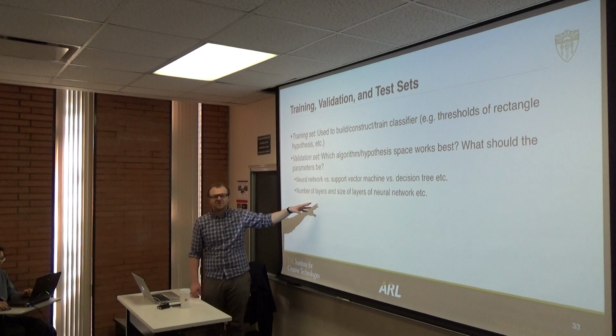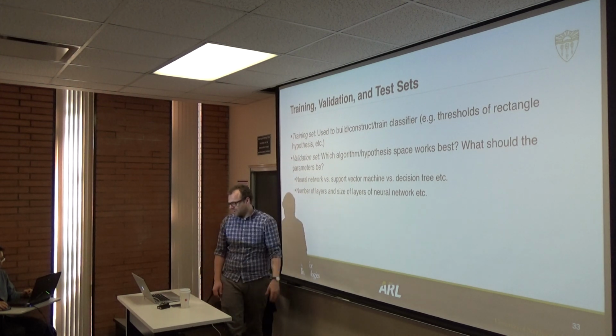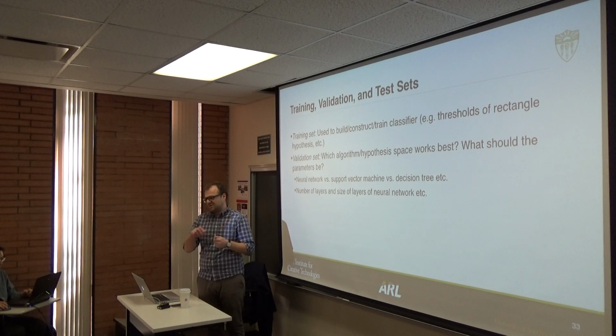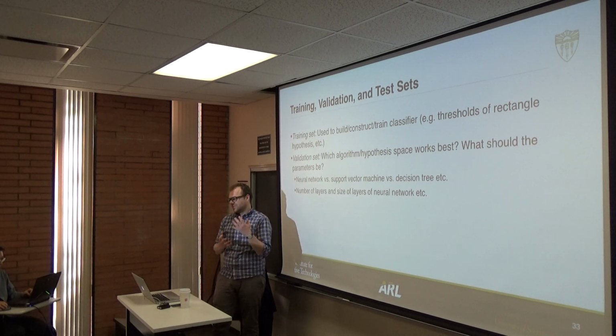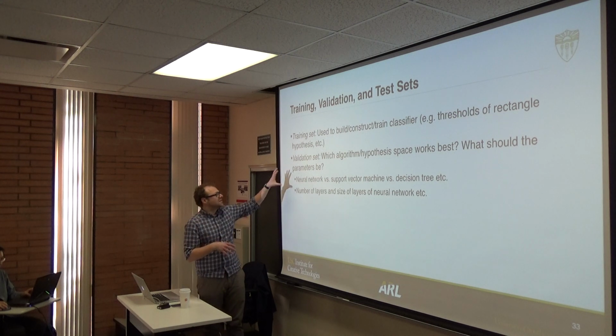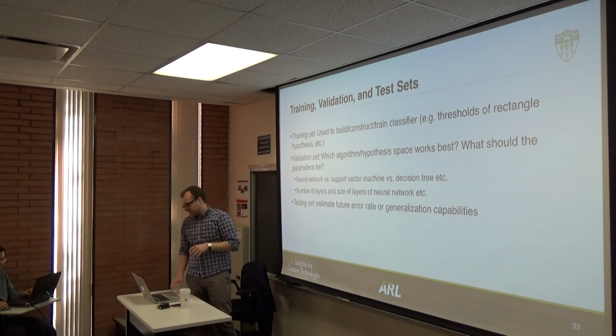So like the number of layers in my neural network, the size of the layers in the neural network, the kernel function in a support vector machine. Is it linear? Is it a polynomial? Is it a RBF kernel? And so on. So you have to choose those hyperparameters with this validation set. Okay? And once you have found your best performance on a validation set, then you approach the test set.